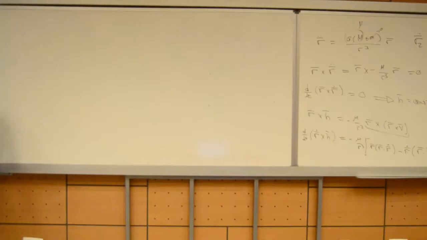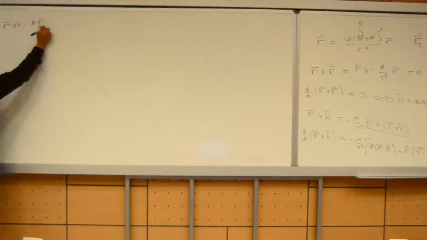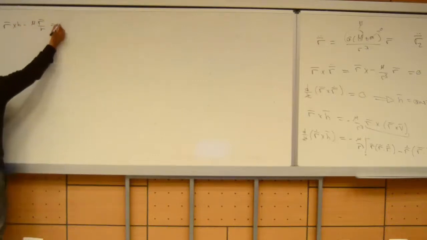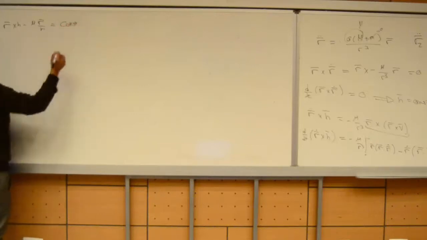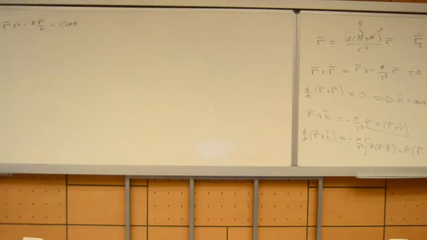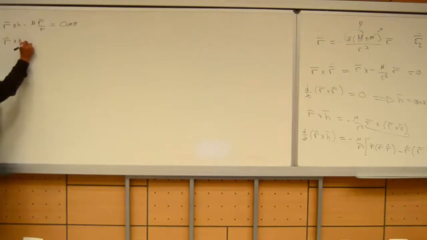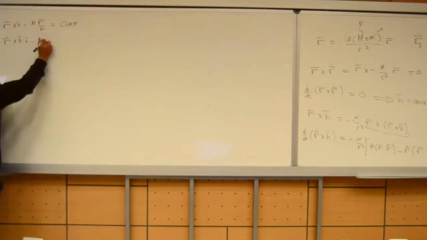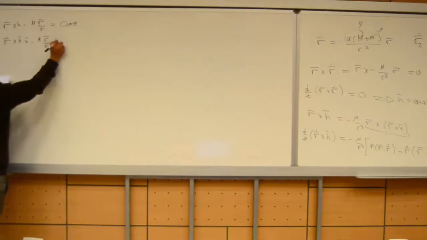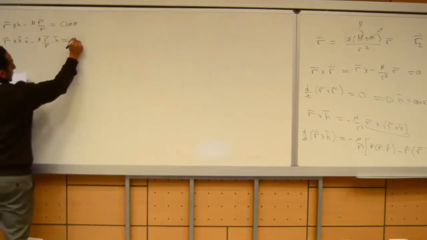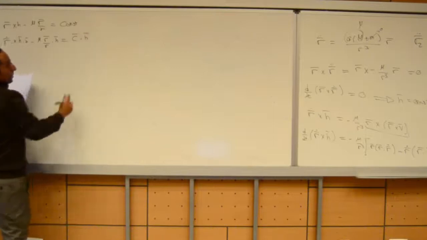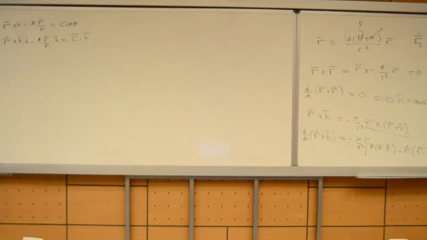All right, so I'm starting off. I have r dot crossed with h, minus mu r divided by r, is equal to a constant. We call that again the Laplace vector. I'm going to take the dot product of this with h. So I have r dot crossed with h dotted with h, minus mu r over r dotted with h, is equal to the constant vector dotted with h. These are vectors.